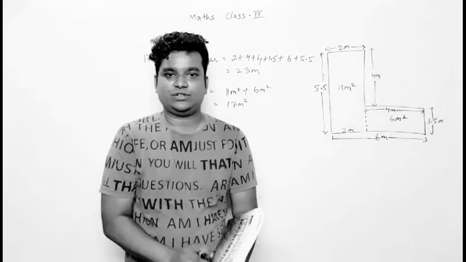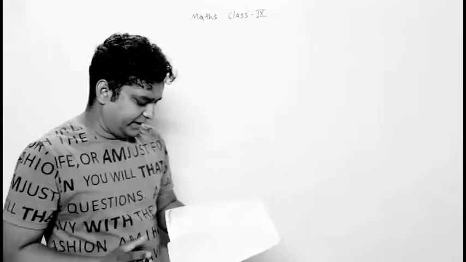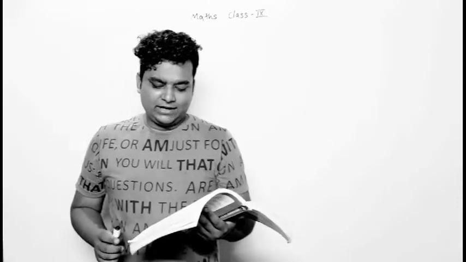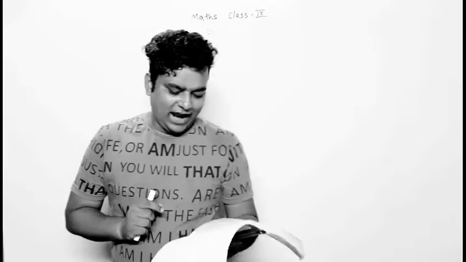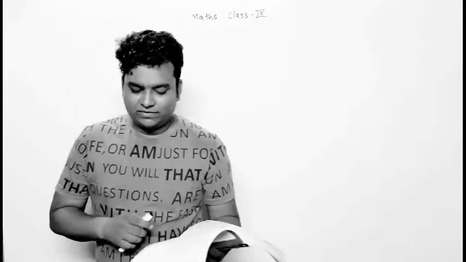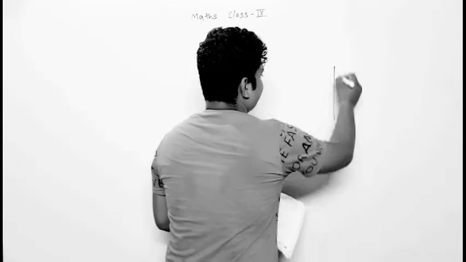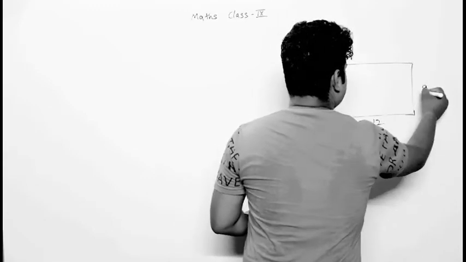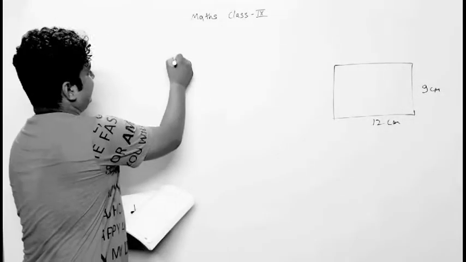Coming to the next question. So students, the next question is question number 18. In this question it is given that the length and the breadth of a rectangle are 12 centimeter and 9 centimeter respectively. Find the height of a triangle whose base is 9 centimeter and whose area is 1/3 that of the rectangle. So first of all, we have one rectangle over here. This is 12 centimeter and this is 9 centimeter. So this is question number 18.